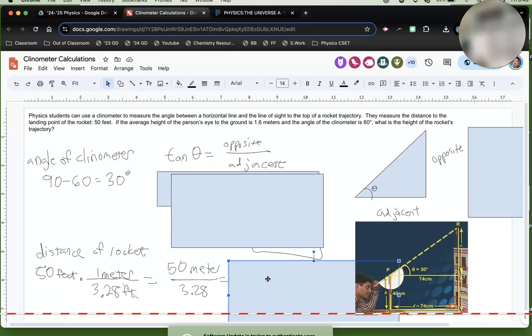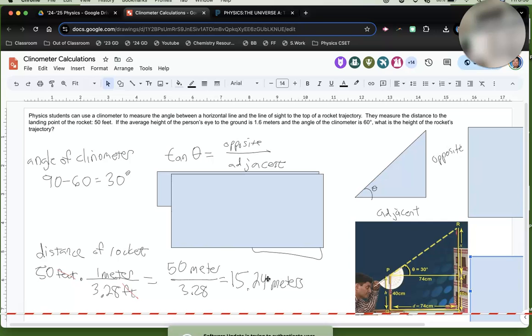Everyone on the notes? Good. You're on Clinometer Calculations. 15.24, and these are meters. So you're doing the same thing, class, when you have your data sheet out.